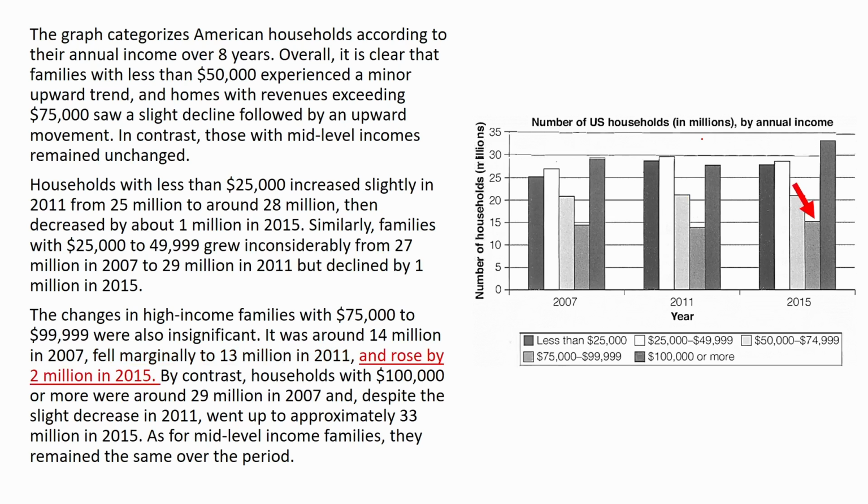Now the second category. By contrast, households with $100,000 or more were around 29 million in 2007, now 2011. And despite the slight decrease in 2011, now 2015, went up to approximately 33 million in 2015. And now the last category to mention, mid-level families. As for mid-level income families, they remain the same over the period.